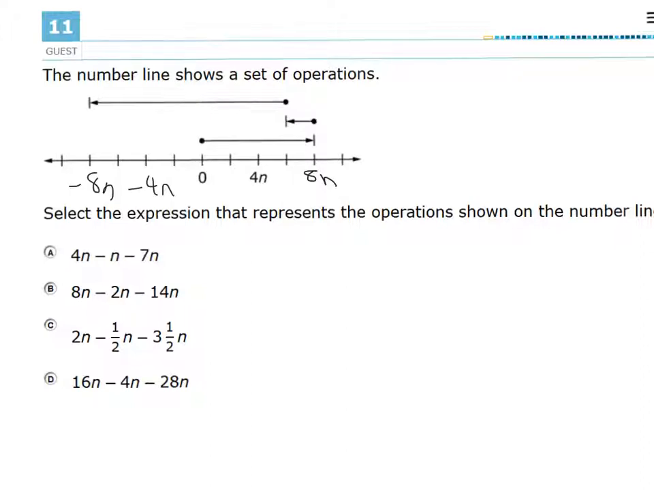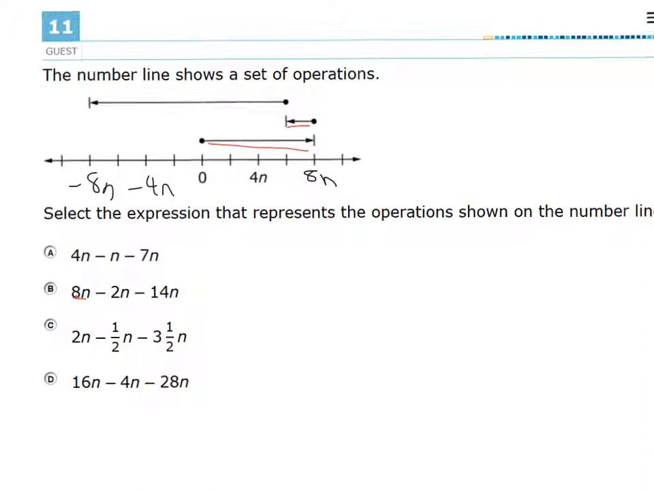Now for letter B, it does start on 8n. So we're going to notice we go to positive 8n, but then it says it subtracts 2. So we go back, and since we know we're counting by 2's, it goes back to 6n. So 8 minus 2 is 6. So that is correct. But then it subtracts again 14.